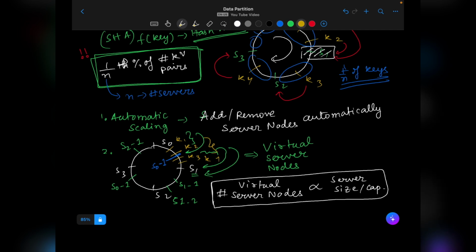So what does it mean? Suppose S1 can store hash values from 100 to 500, S2 can store from 501 to 600, S3 can store from 601 to 650, and S0 can store from 650 to 700. These are hypothetical numbers. As you can see, S1 can store 400 hash values or key value pairs, whereas S2 can store only 100. So the number of virtual server nodes for S1 would be higher than the number for S2. This is called heterogeneity.